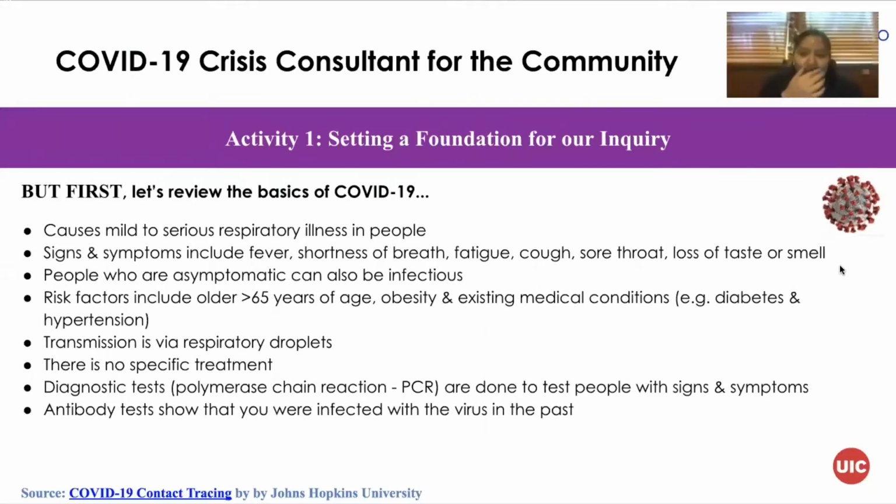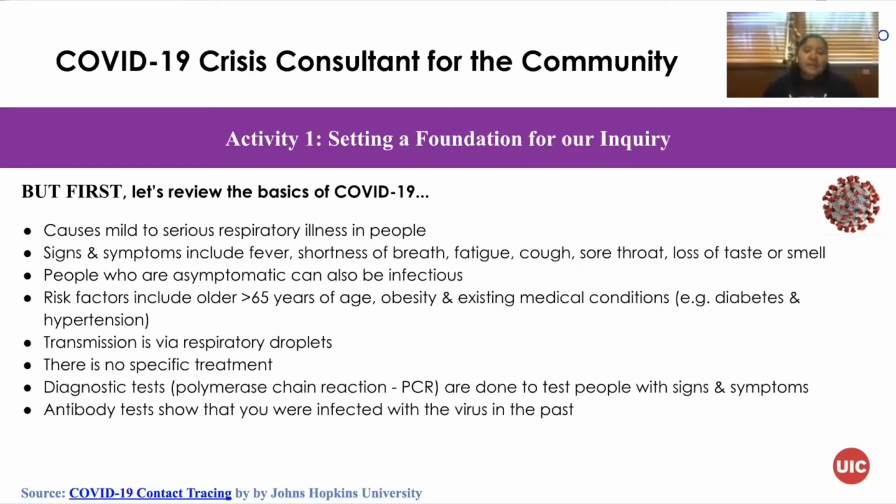All right. First, we're just going to do a little review of the basics of COVID-19. This might be repetitive, but it's important that you still know the information, because sadly it's still present. So let's just go over it. The first one: it causes mild and severe respiratory illness in people. Thus, that's why we need a respirator when people are in the hospital. Some signs and symptoms may include fever, shortness of breath, fatigue, cough, sore throat, and loss of taste or smell.